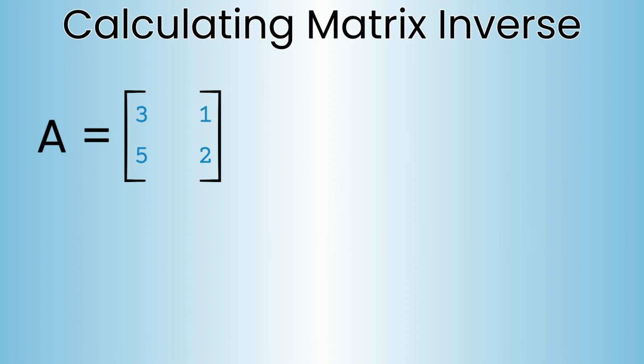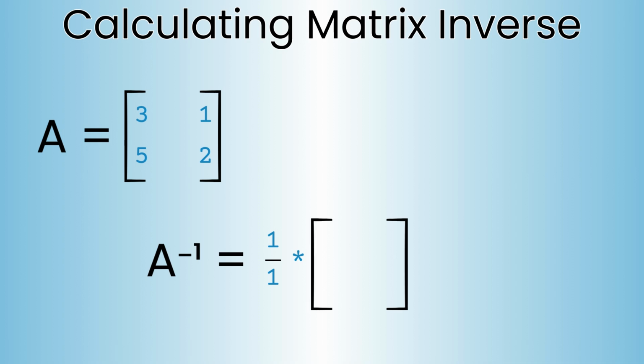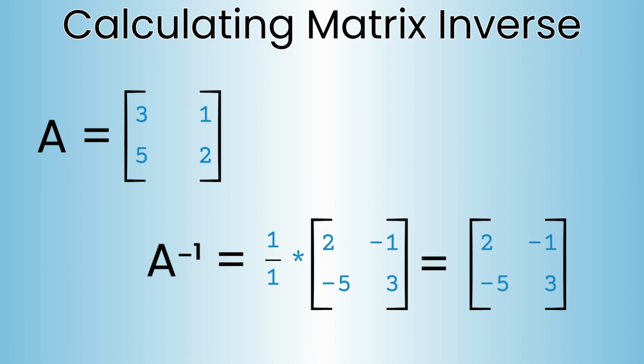And the second step is to swap the diagonal elements and negate the others. This gives us the resulting matrix 2 and minus 1 in the first row, minus 5 and 3 in the second row. And the third step is we divide 1 with the determinant, which is 1 in this case, and then multiply the result with the swapped matrix, which gives us 2 and minus 1 in the first row, minus 5 and 3 in the second row. So this is the inverse of the matrix.